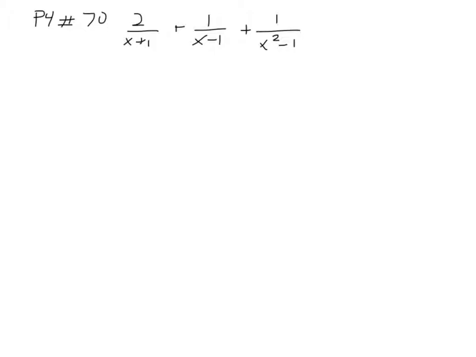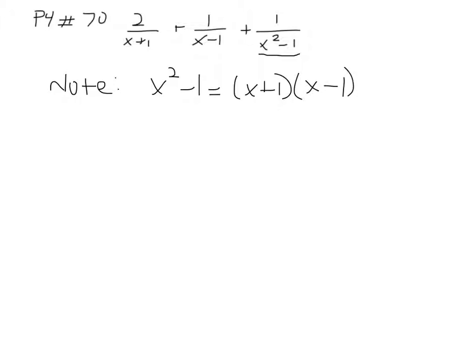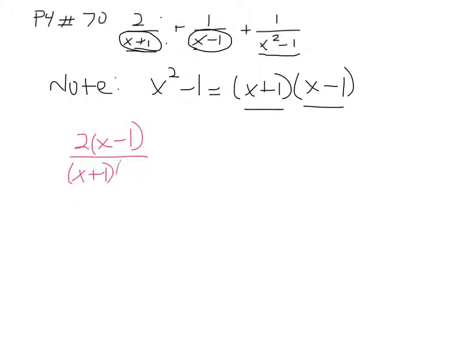If we recognize that our x squared minus 1 is equal to x plus 1 times x minus 1, all we need to do is make the bottoms of the fractions here and here equal to x plus 1 times x minus 1. So on our first one, we want to multiply top and bottom by x minus 1. We get 2 times x minus 1 over the x plus 1 that was there when we started times the x minus 1 that we're adding in.